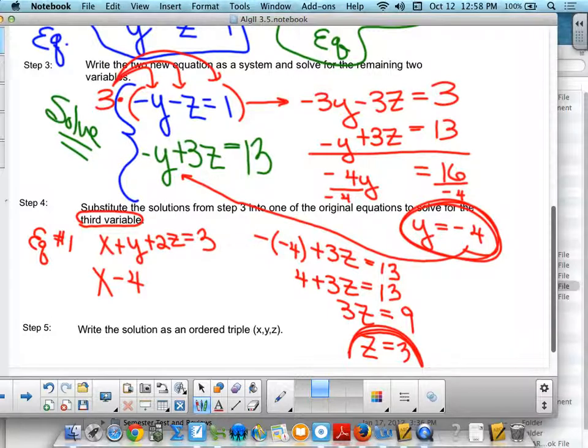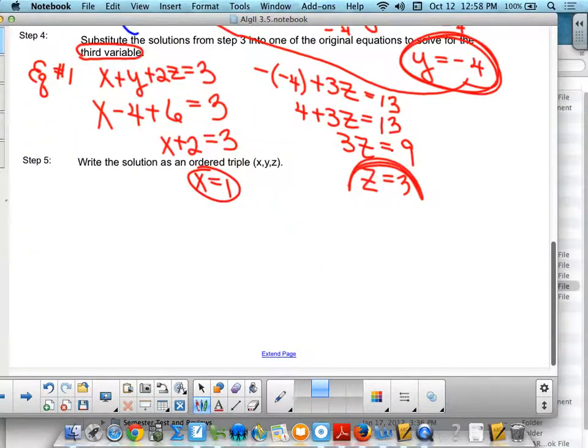3 times 2 is 6. X minus 4 plus 6 is just x plus 2 equals 3. Subtract the 2, what's the answer? X is 1. Answer, here it comes. 1, comma, what? Negative 4. Comma, what? 3.